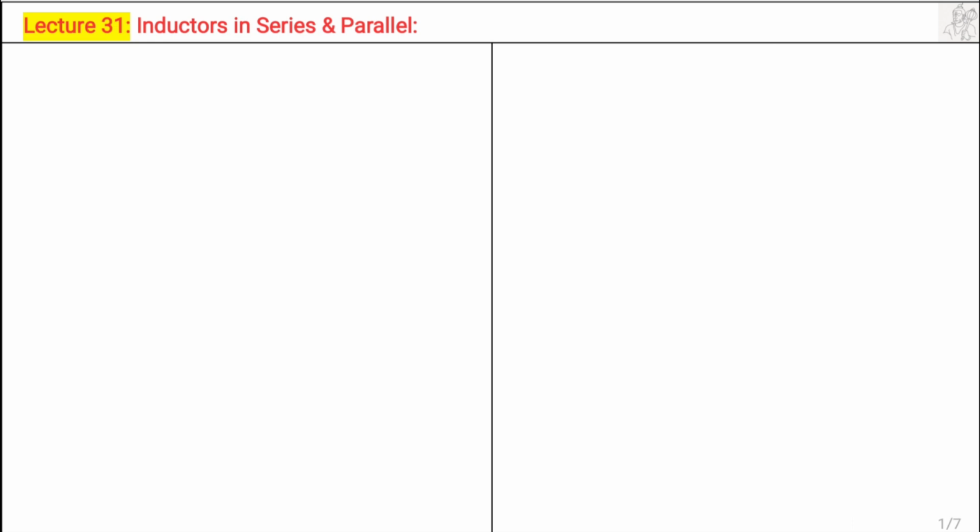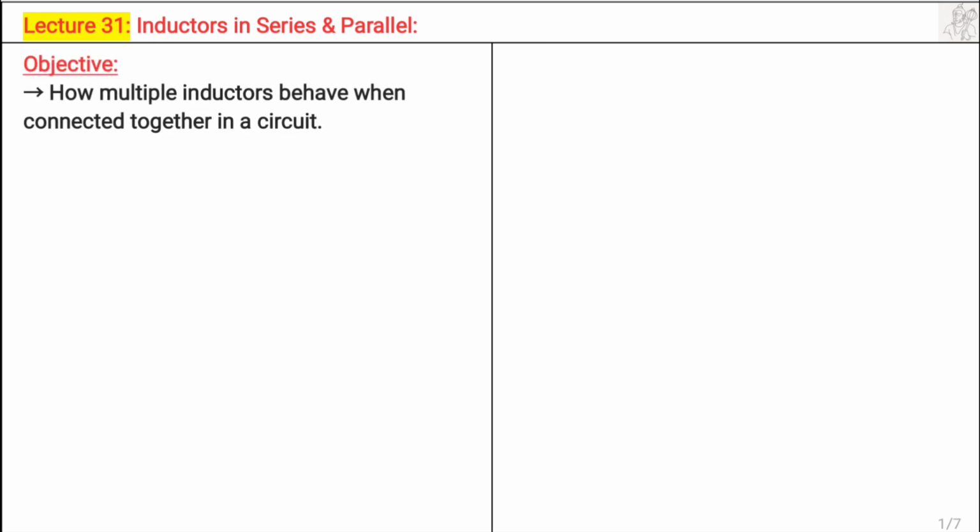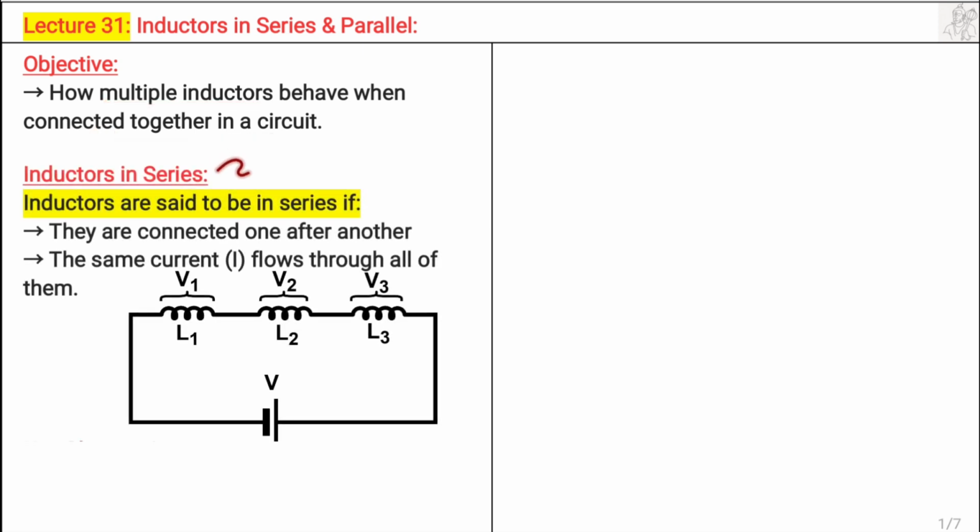Lecture 31, Inductors in Series and Parallel. The objective of this lecture is to understand how multiple inductors behave when they are connected together in a circuit. So let's start with inductors in series.